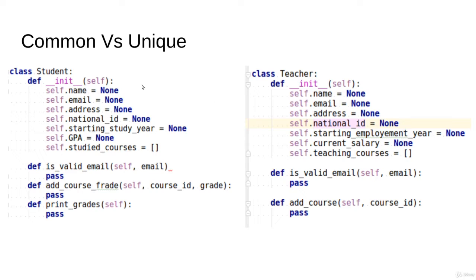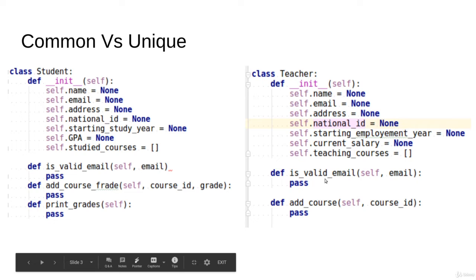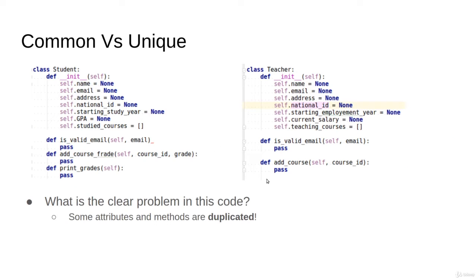Now, I would like to consider what might be common and what might be different. We can observe easily, for example, that both of them have a name and an email address. Both of them have a method like isValidEmail, but they also have unique things. I have the courses that I'm going to teach, but I have the courses that I have studied. I would like to add a grade for me. I would like to add a course for me as a teacher. So there is something common and there is something unique.